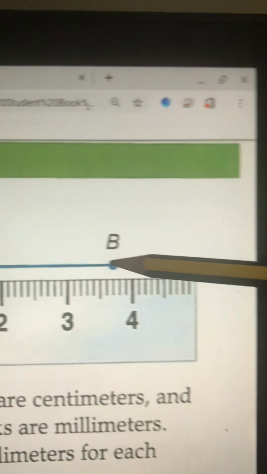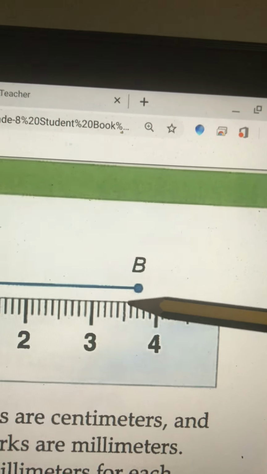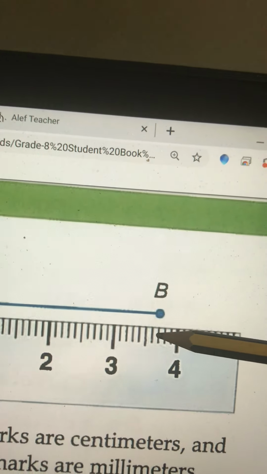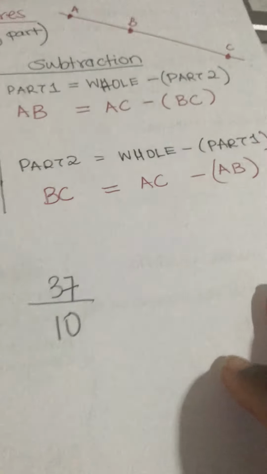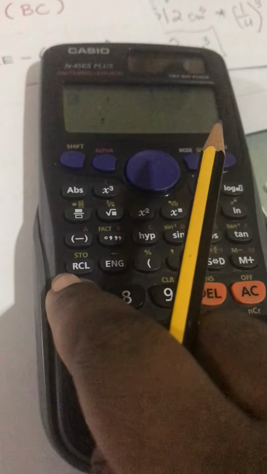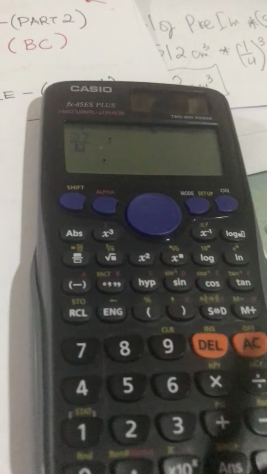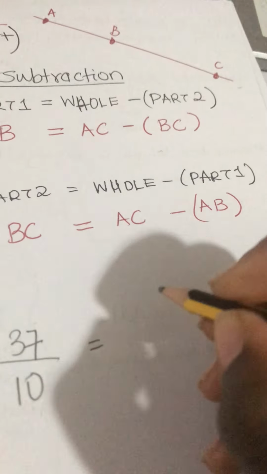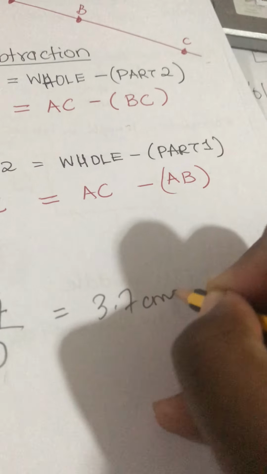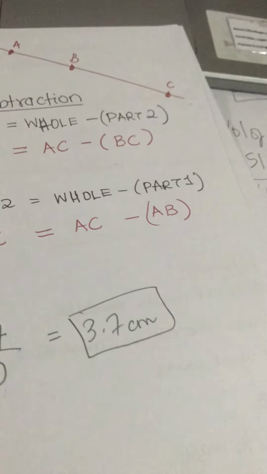I found 38, but they didn't use 3 spaces. So this is 37 here. That's where my dot is. So on top, I will write 37. Now, I want to change this. I just take my calculator, but I should know without using the calculator: 37 divided by 10, I should get 3.7. And that's how I write it. 3.7 centimeters, and that's my answer.